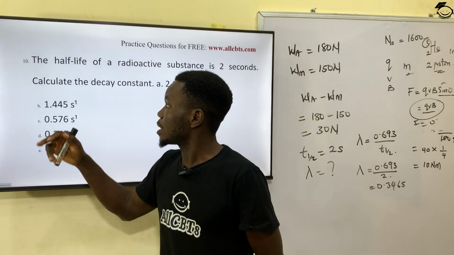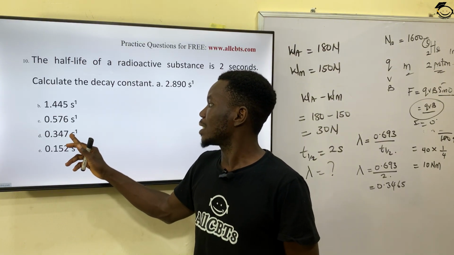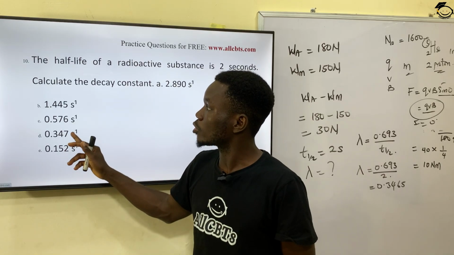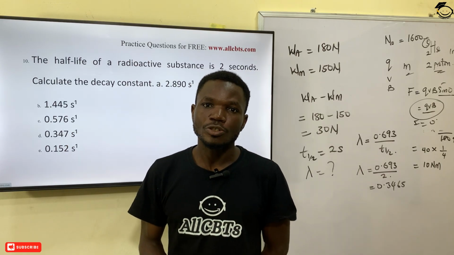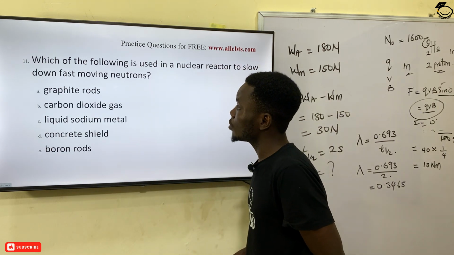Option D. And it's supposed to be in what? Per seconds, not seconds raised to power 1. This is seconds raised to power minus 1. So there is a typographical error here also. It's supposed to be in per seconds as the unit of what? Decay constant. So moving on to the next question, which is question number 11.